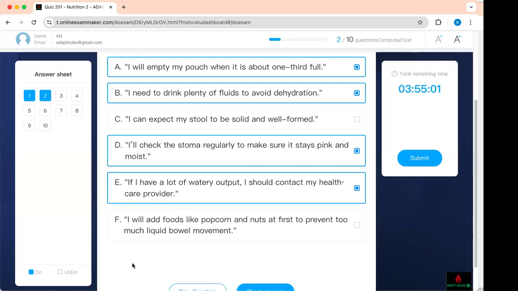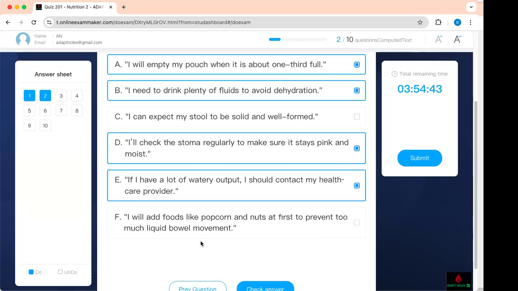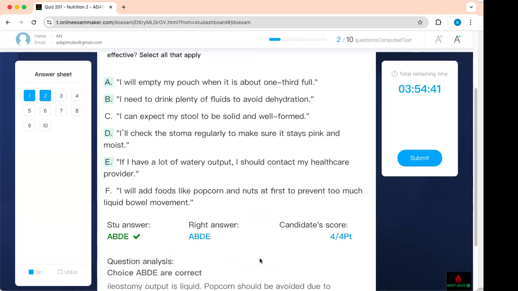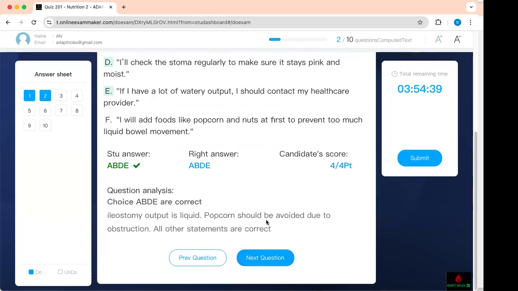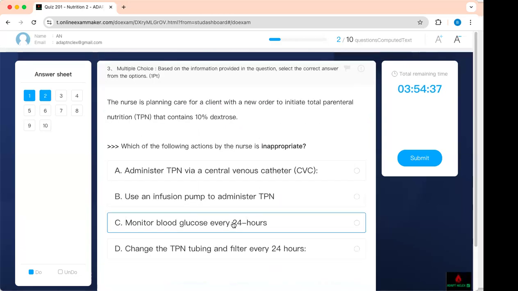I will add food like popcorn and nuts at first to prevent too much liquid bowel movement. It's a trap. The first half of the answer choice is right, but those popcorn and nuts are going to cause obstruction, and therefore you should avoid them. So those are not the things you should teach the patient. So A, B, D, E are the right answers.